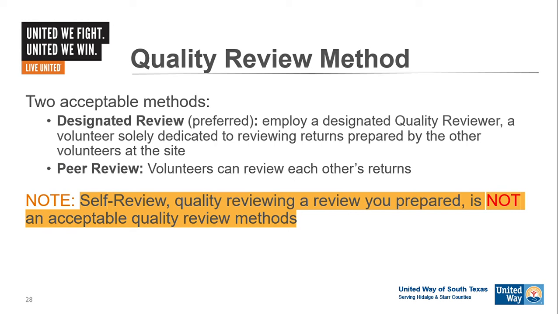There are two acceptable methods. Designated review is preferred. Employ a designated quality reviewer, a volunteer solely dedicated to reviewing returns prepared by other volunteers at the site. Peer review: volunteers can review each other's returns. Usually our site coordinator is responsible for designating a reviewer. You can also have a partner that you can review with, but mostly on all sites, there's actually a designated person already.